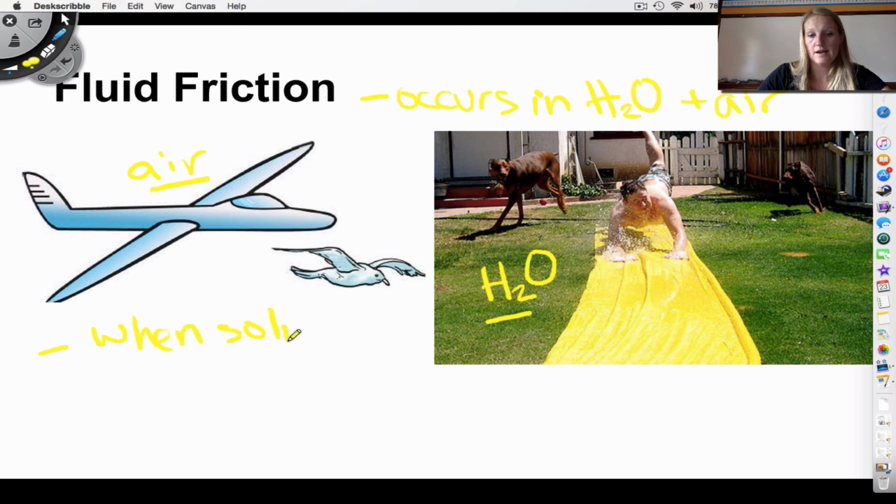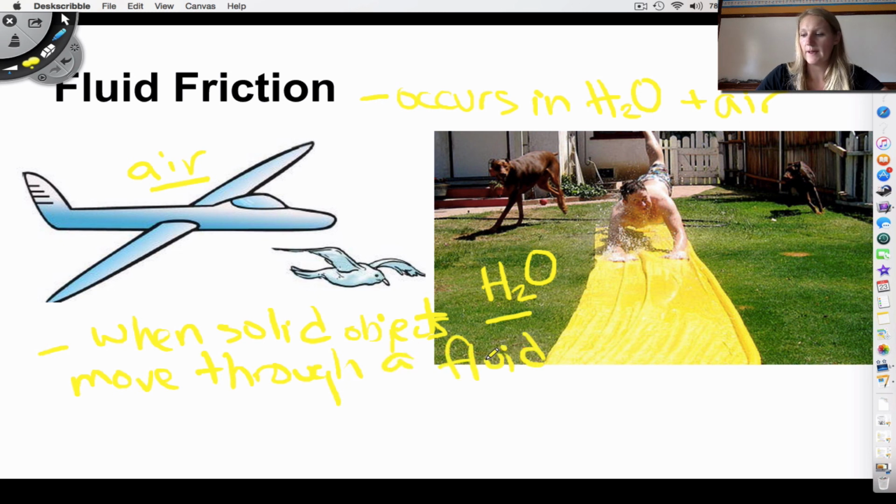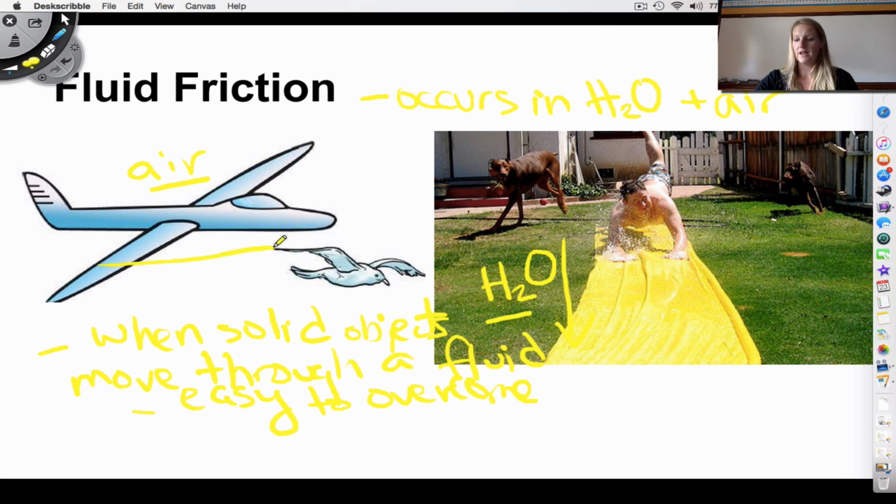solid objects, and so this plane or this bird or this person, when solid objects move through one of these fluids, sorry, not liquids, it is extremely easy to overcome. So adding that fluid there makes it much easier for this guy to slide right down here, or this plane to fly through the air.